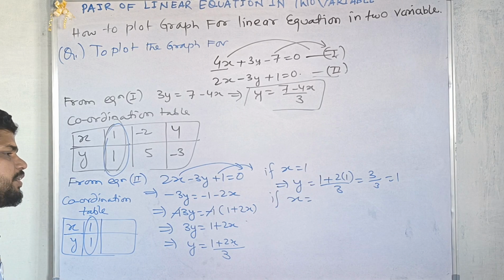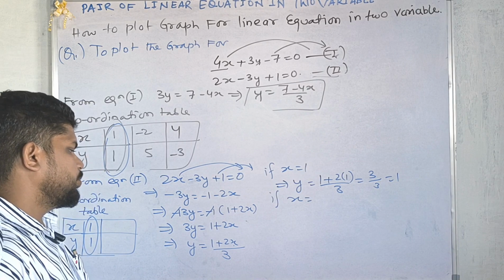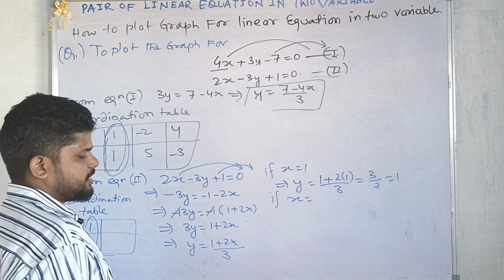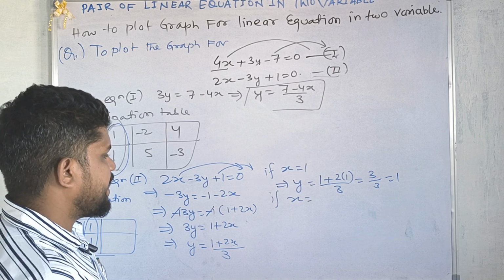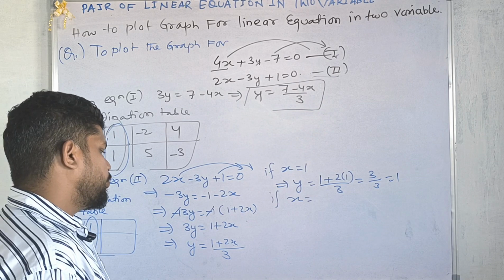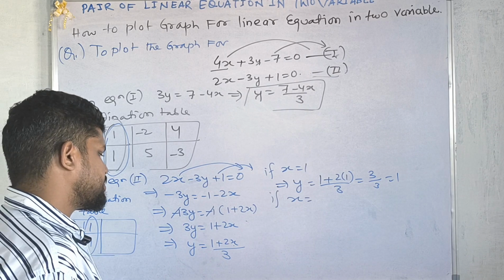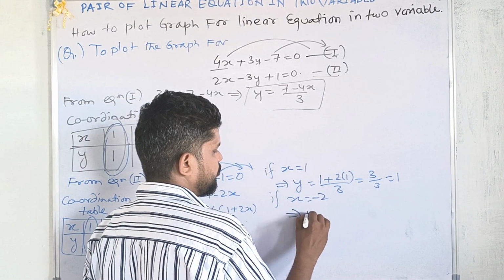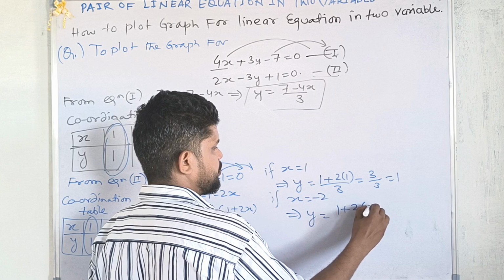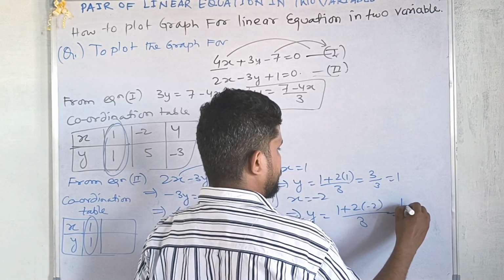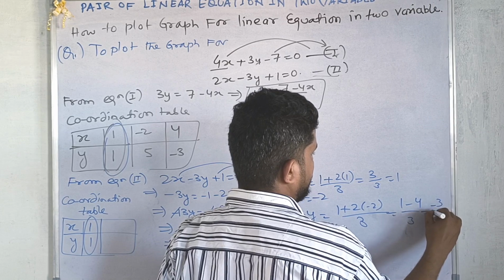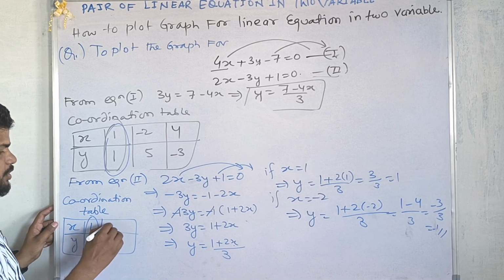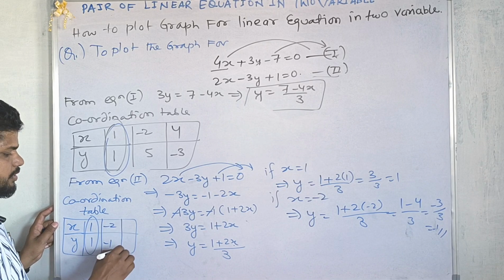Okay. So now if I put the value of x is equal to 2, 1 plus 2 into 2 will give 5 by 3. So I will avoid. Now put the value of x is equal to minus 2. 1 minus 2 into 2, 1 minus 4 divided by 3, that is minus 3 by 3. Okay. So for the value of x is equal to minus 2, the value of y will be equal to 1 plus 2 into minus 2 divided by 3. This will be 1 minus 4 divided by 3, minus 3 by 3, which is minus 1. Okay. So for x is equal to minus 2, I am getting y is equal to minus 1.